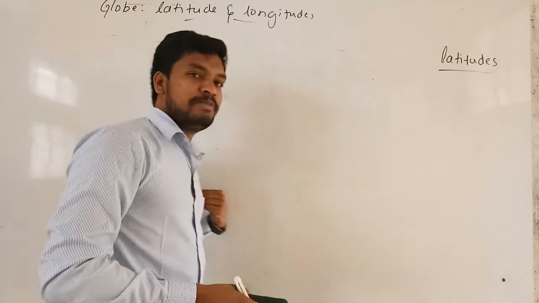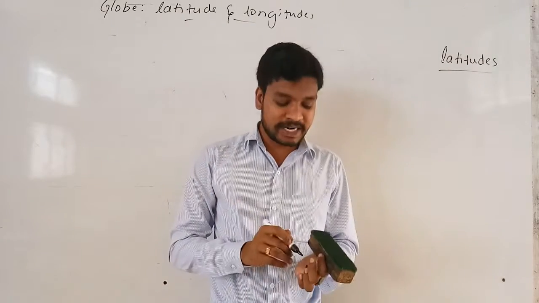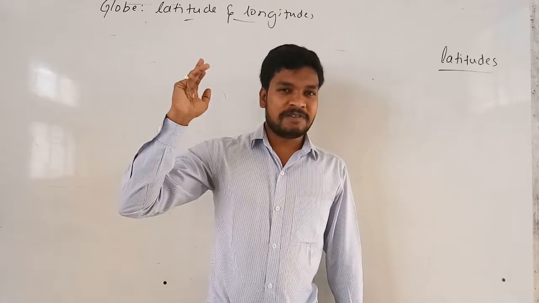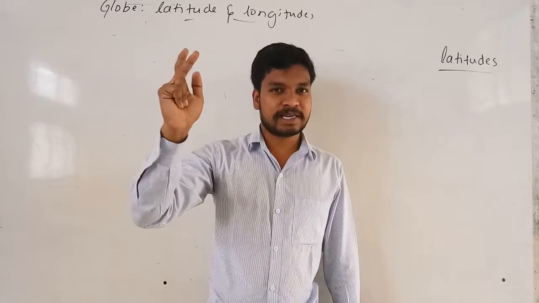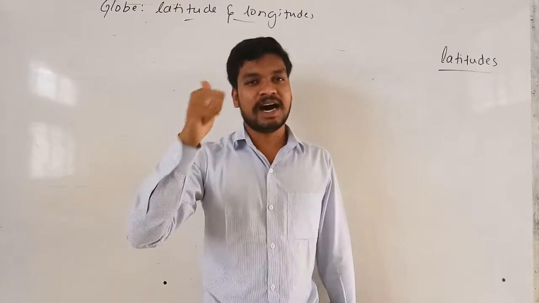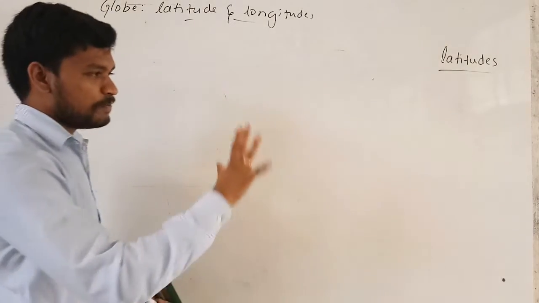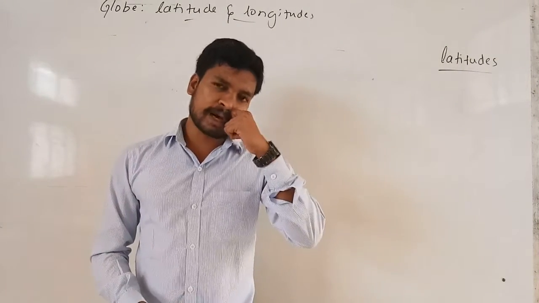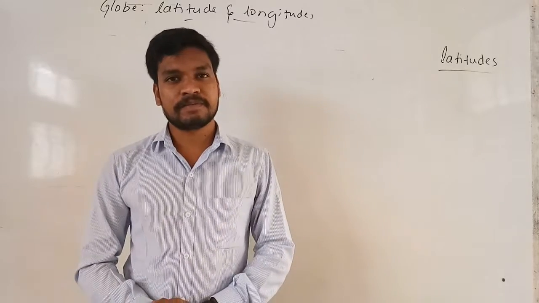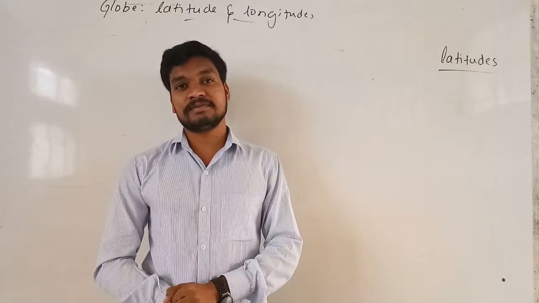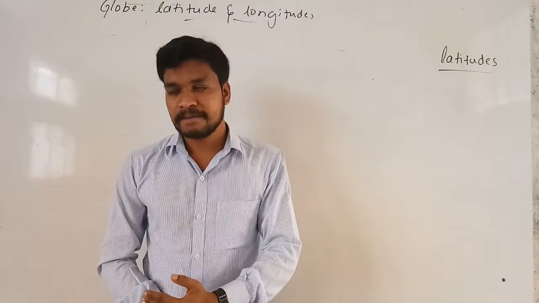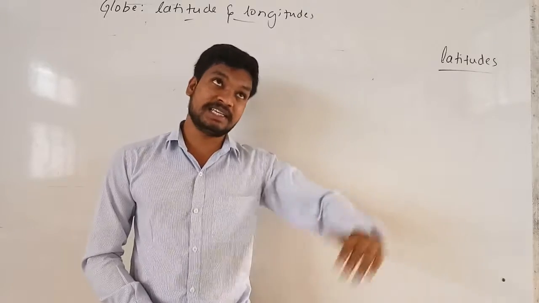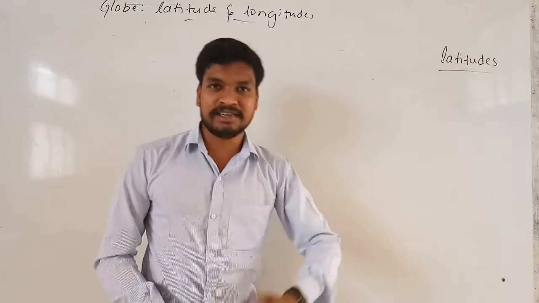So we discussed the five important latitudes. What are those five important latitudes? First one, the Equator. Then the Tropic of Cancer, Tropic of Capricorn, Arctic Circle, then Antarctic Circle. Those five important latitudes you must remember. Then where is the Tropic of Cancer located? In which hemisphere, north or south? The Tropic of Cancer is in the Northern Hemisphere, the Tropic of Capricorn in the Southern Hemisphere, the Arctic Circle in the Northern Hemisphere, and the Antarctic Circle in the Southern Hemisphere.